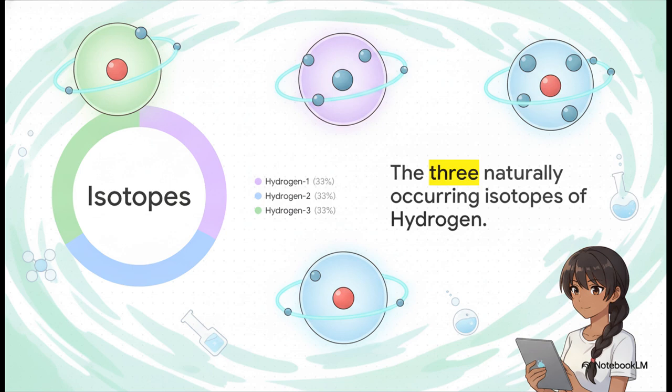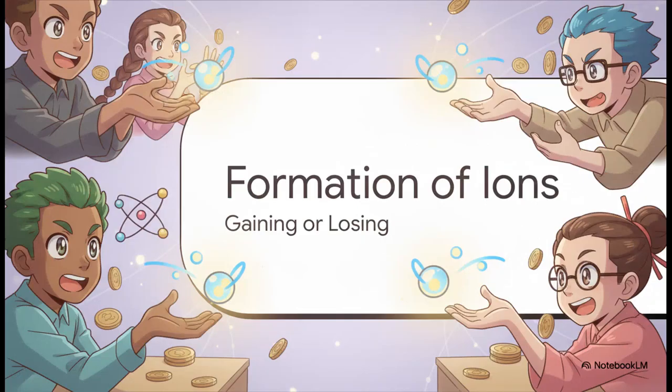Look at hydrogen. It naturally exists in these 3 distinct versions, or kind of like flavors. Hydrogen 1 has just a single proton. Hydrogen 2 keeps that 1 proton, but adds a neutron, making it heavier. And then hydrogen 3 adds yet another neutron. They all have one proton, so chemically they all act exactly like hydrogen, but they vary entirely in their physical mass.